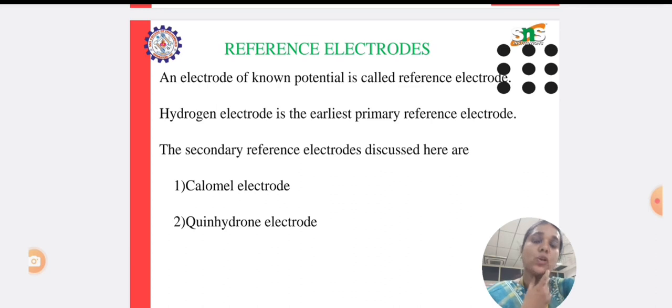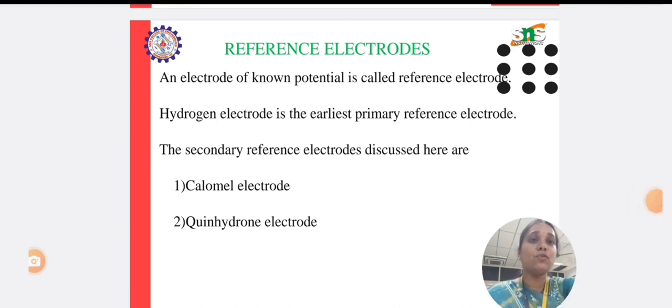The hydrogen electrode is the earliest primary reference electrode. The first primary reference electrode we took was the hydrogen electrode. As for the secondary electrode, nowadays we use the calomel electrode as the main reference electrode.